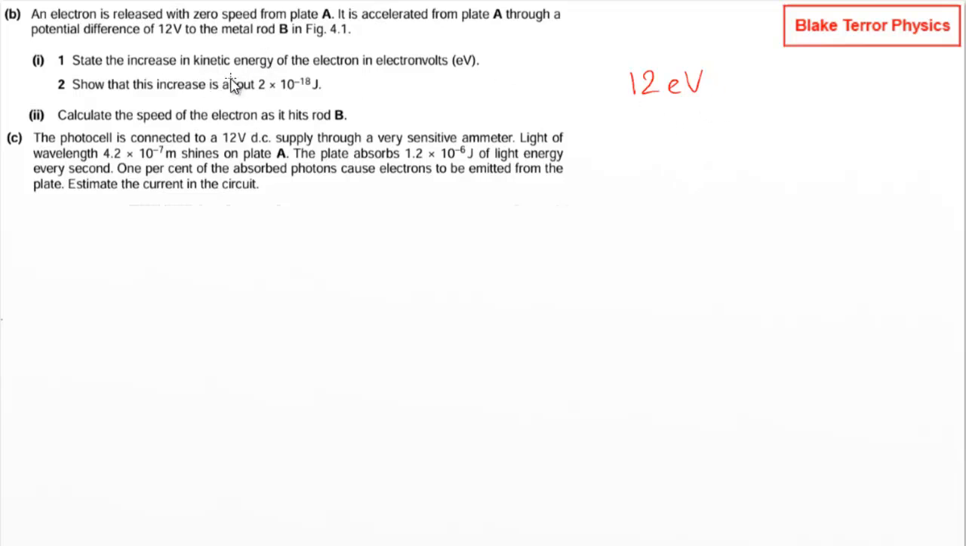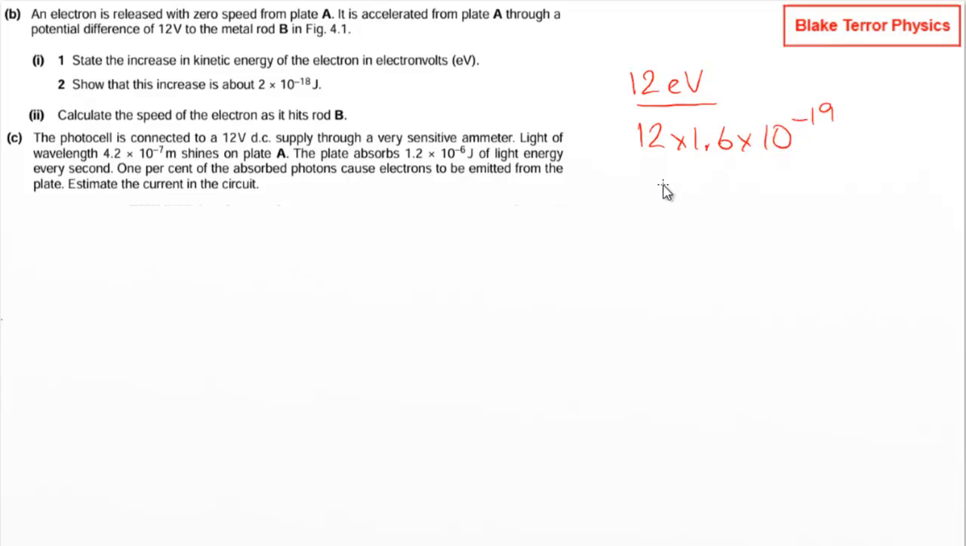And what am I then trying to do here? I've got to state the increase in kinetic energy of the electron in electron volts. Well, there we go. That is 12 eV. Show that this increase is about 2 times 10 to the minus 18 joules. So we just multiply 12 by 1.6 times 10 to the minus 19.